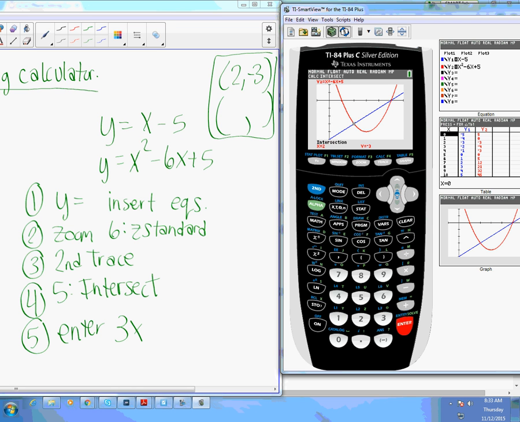Because this is your homework, I'm going to let you do that one yourself right now. Go second calc. Which one is it? Number 5. Now you need to go left and right until your blinking bug is on the other solution, which is the other intercept. And then push enter essentially 3 times and write your answer down.